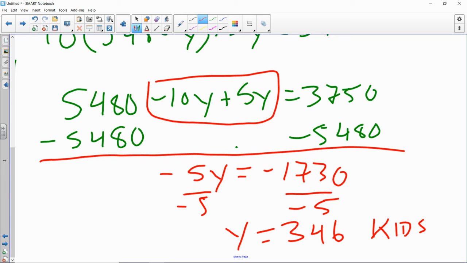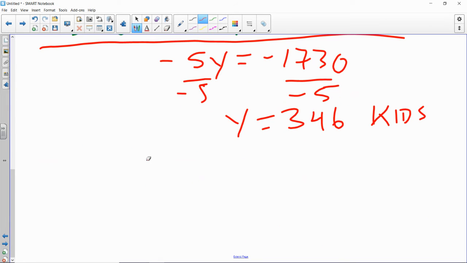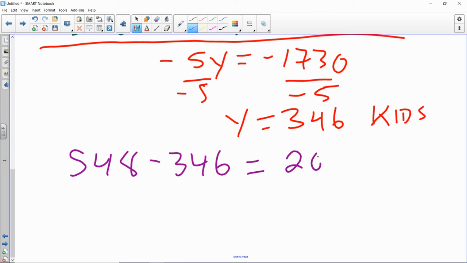So I know I have 548 total tickets. So I'm just going to subtract the number of kids' tickets. Find the number of adult tickets, and that's 202. So remember, x was adults, y was kids.